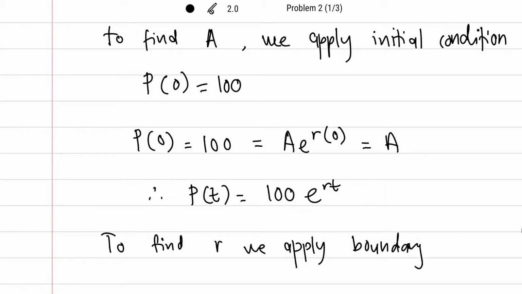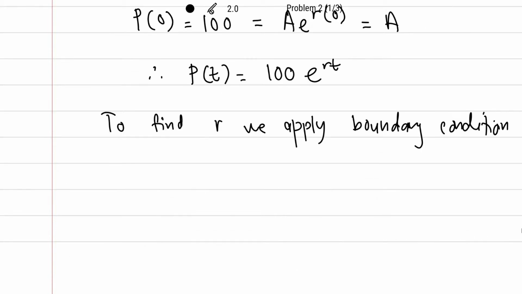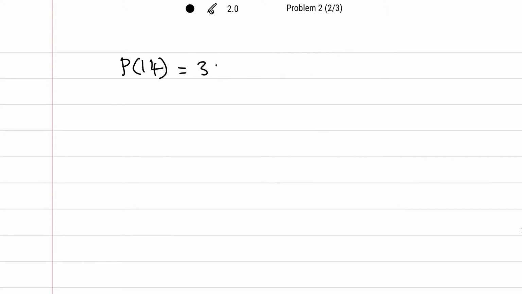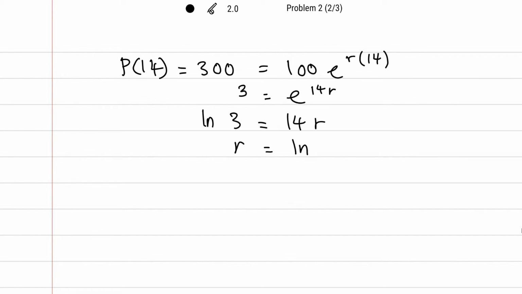Next, we need to find the constant r. We can apply the boundary condition. We can solve for r, which is equal to ln 3 over 14, and get the full equation of population.